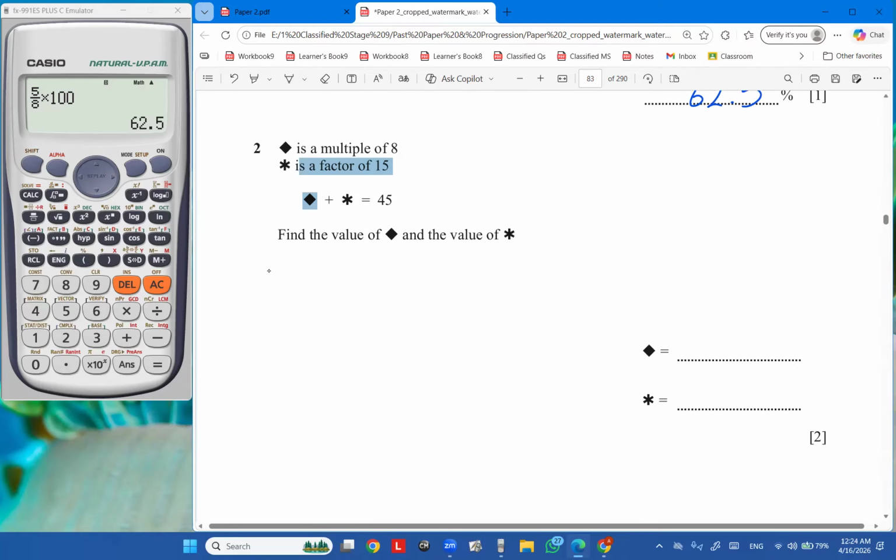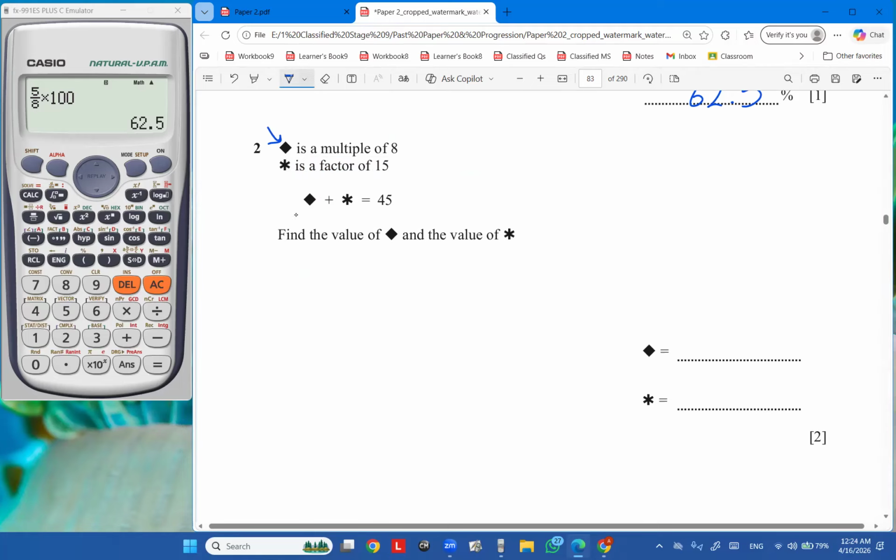Question 2 is showing you that this diamond, or this rhombus or square or whatever, is a multiple of 8, and the asterisk is a factor of 15. So here they're telling you that the rhombus plus the asterisk is equal to 45. Find the value of this and the value of the asterisk.